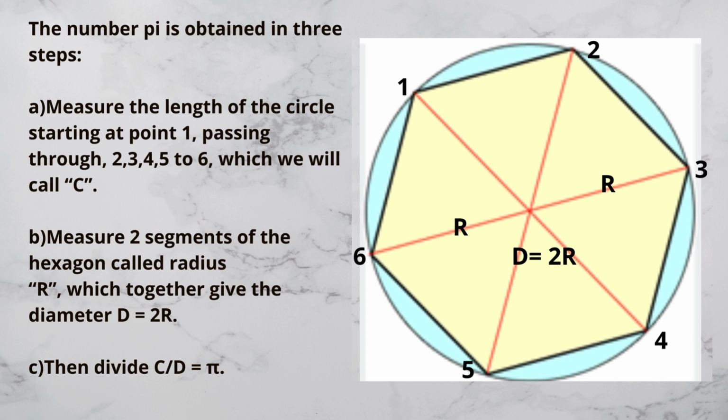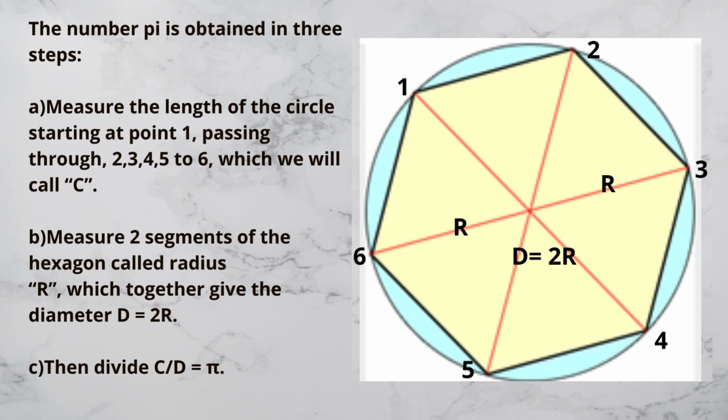A. Measure the length of the circle that starts at point 1, passing through 2, 3, 4, 5 to 6, which we will call C. B. Measure 2 segments of the hexagon called radii, r, which added together give the diameter d equals 2 times r. C. Then we divide c by d, and we obtain the value of pi.